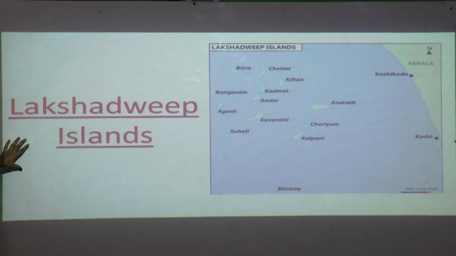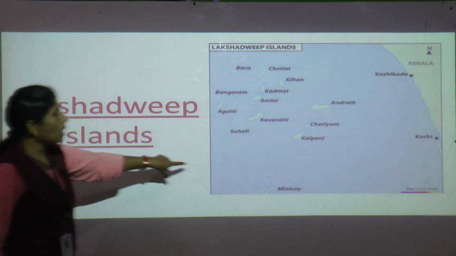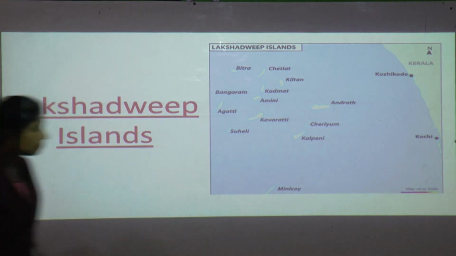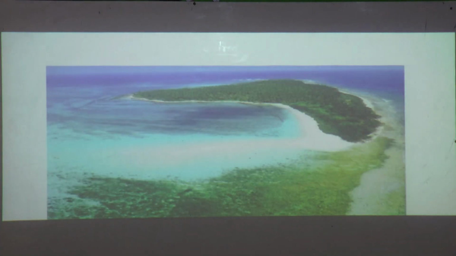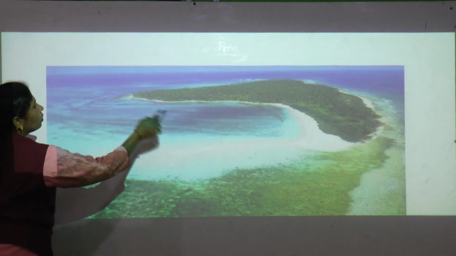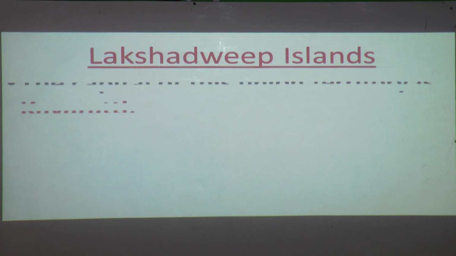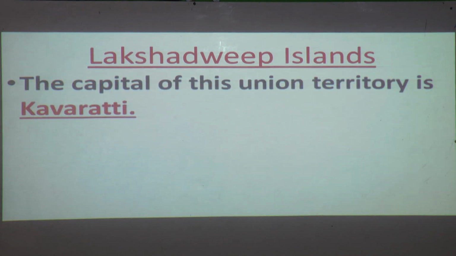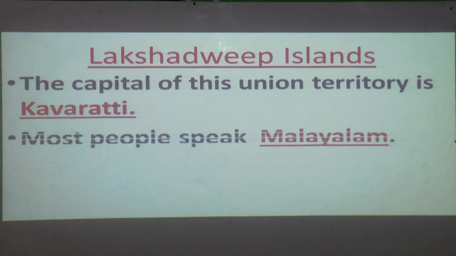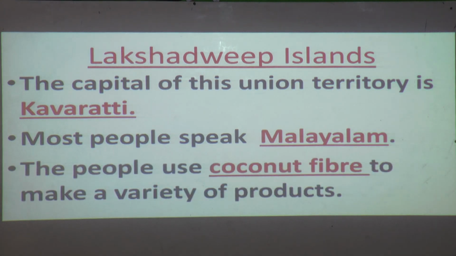We have already studied the Lakshadweep Islands, where about 30 islands are there. Can you all tell me what it is? Yes, this is the Lakshadweep Islands, where you can see water all around, correct? Now what is the capital? The capital of this union territory is Kavaratti. Most people speak Malayalam. The people use coconut fiber to make a variety of products.